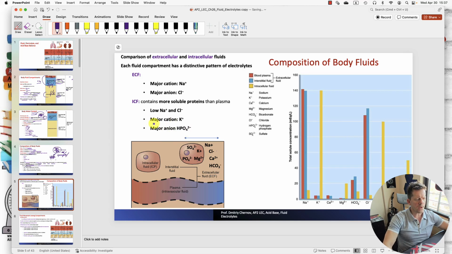And when you see major, you can say it compares the level, amount, or concentration of the electrolyte inside or outside. So what's the major cation in extracellular fluid? That's sodium. What is the major cation in intracellular fluid? That's potassium. In extracellular fluid, sodium and chloride must be balanced. And in intracellular fluid, there's low sodium and low chloride, because sodium is higher outside and chloride is higher outside. But the major cation inside is potassium, and it is balanced by the major anions.